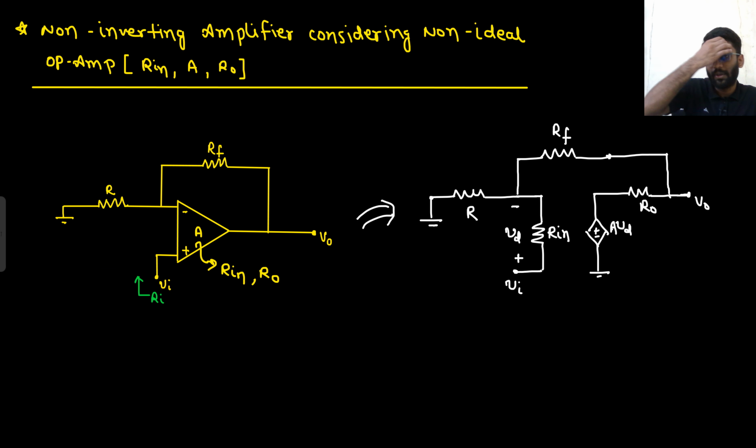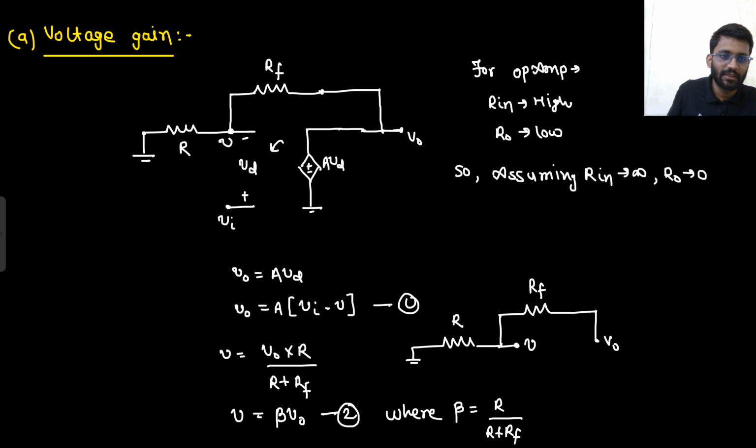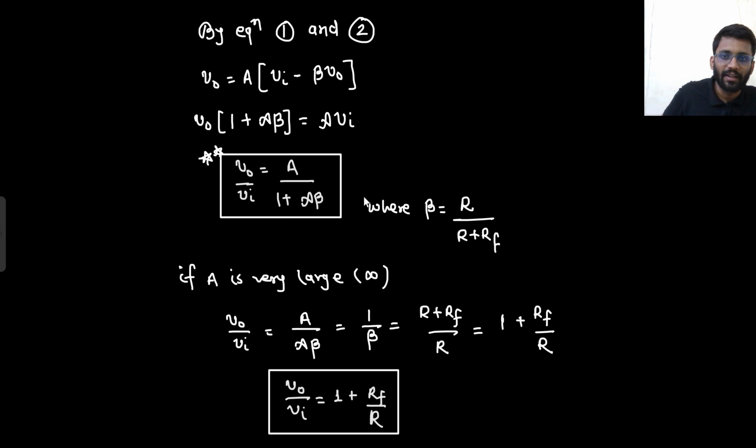Right? Now talking about the non-ideal case. You have Rin, you have A, you have R naught. But we have to take again assumptions. If I am calculating the voltage gain, I am considering R naught is 0 and Rin is infinity. So from V naught, there is beta V naught coming here. So directly you can write V naught is equals to A into V in minus beta V naught. So from there I got A upon 1 plus A beta. If I put A is very large, then I will get 1 by beta, that is equals to 1 plus RF by R only, which was the gain in the previous case.